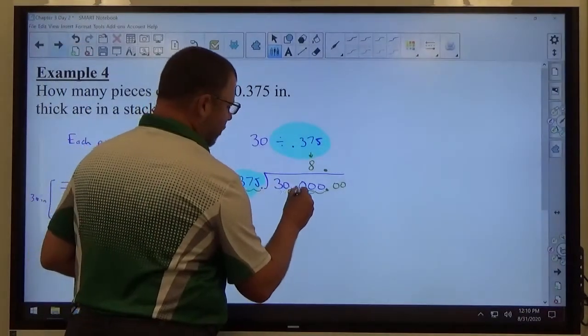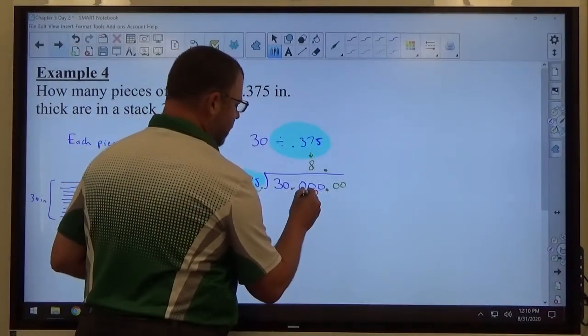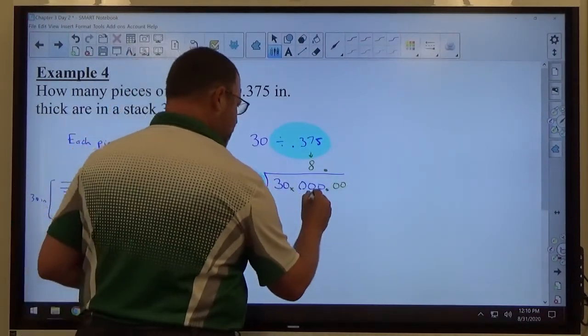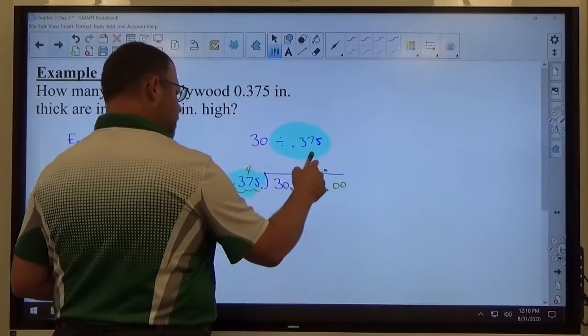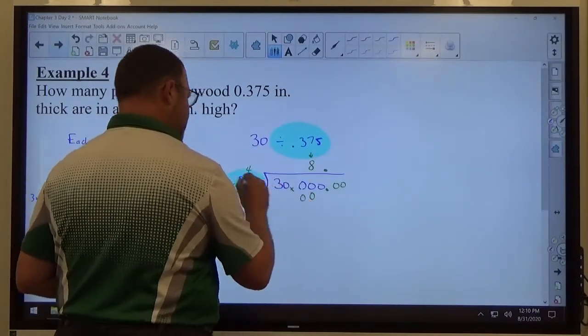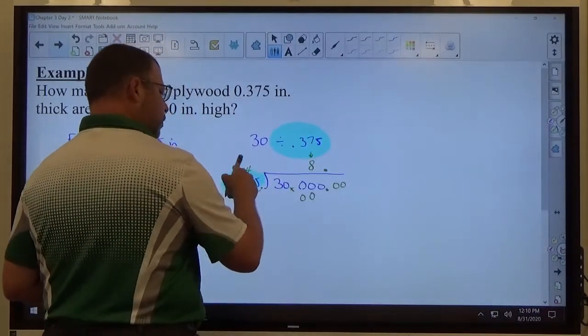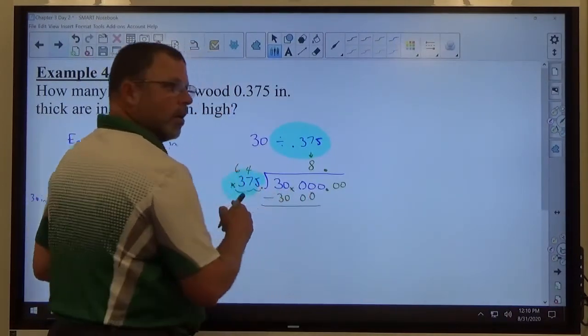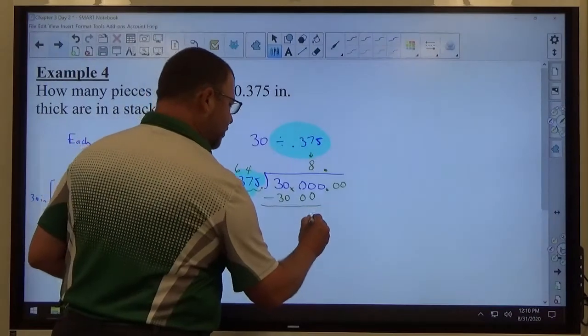So if we try it out, I'm going to move all this extra stuff out of the way. 8 times 5 is 40, that's 0, carry the 4. 8 times 7 is 56 plus 4 is 60, carry the 6. 8 times 3, 24, plus 6 is 30. That's exactly 3,000, that's nice. So 3,000 minus 3,000 is 0.